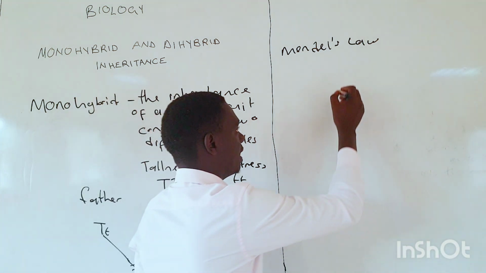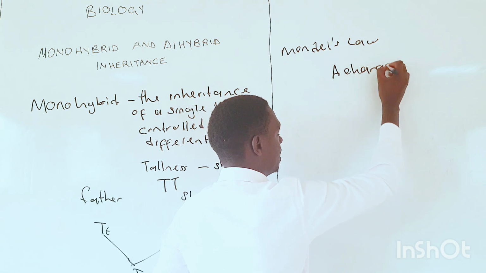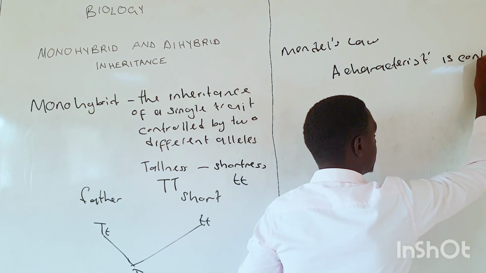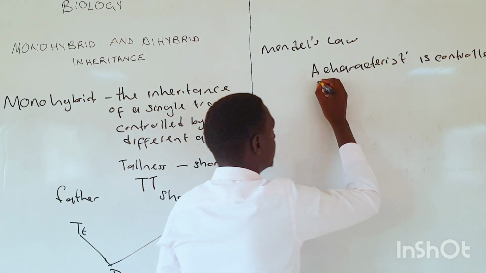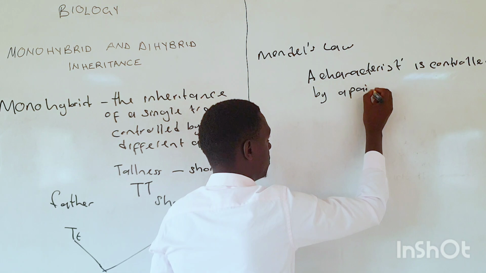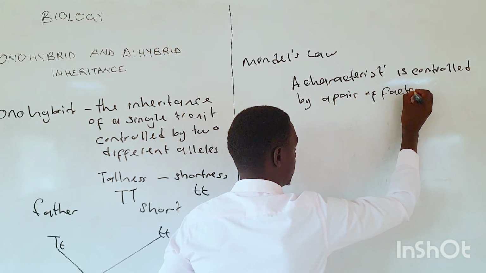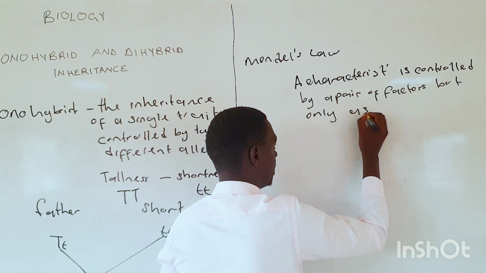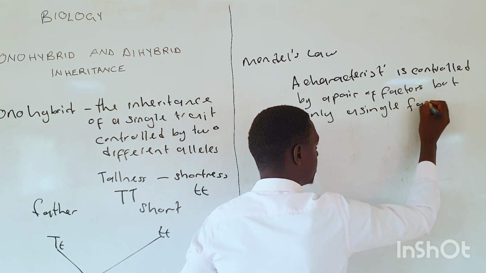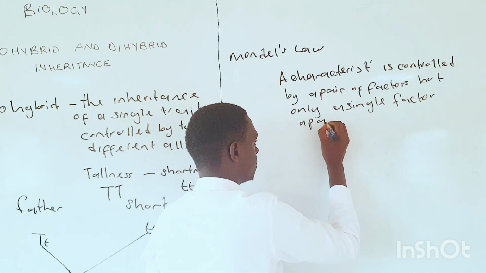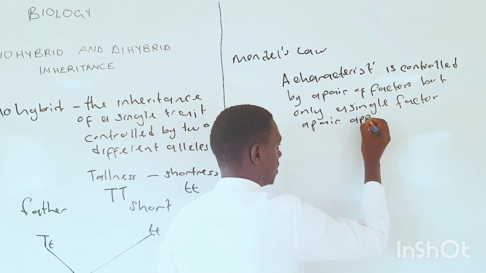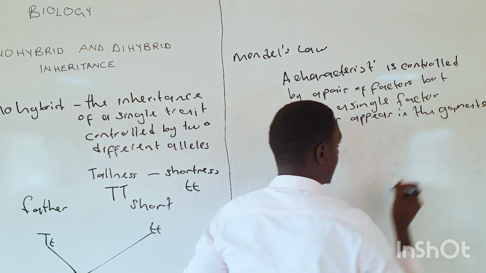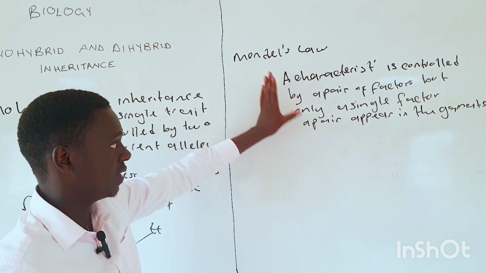This is what I mean. It says that a characteristic of an organism is controlled by a pair of factors, but only a single factor appears in the gamete. This is Mendel's first law of inheritance.